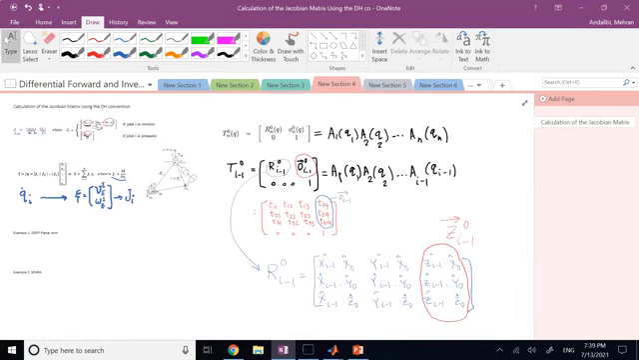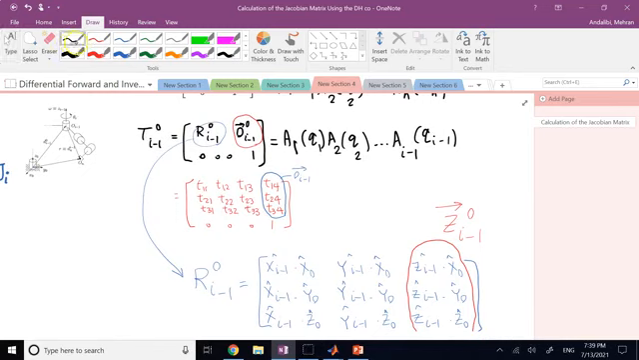So what? This is the third column of R, which is this guy here. This one is your Z_{i-1}, which you were looking for. So if I have T^0_{i-1}, the third column of that and the fourth column of that are going to give me what? Z_{i-1} and O_{i-1}, just like that.